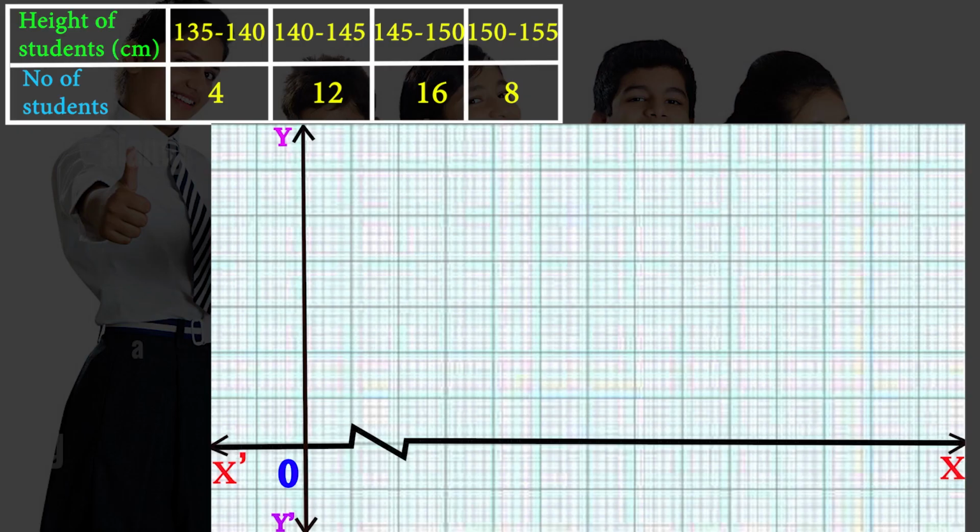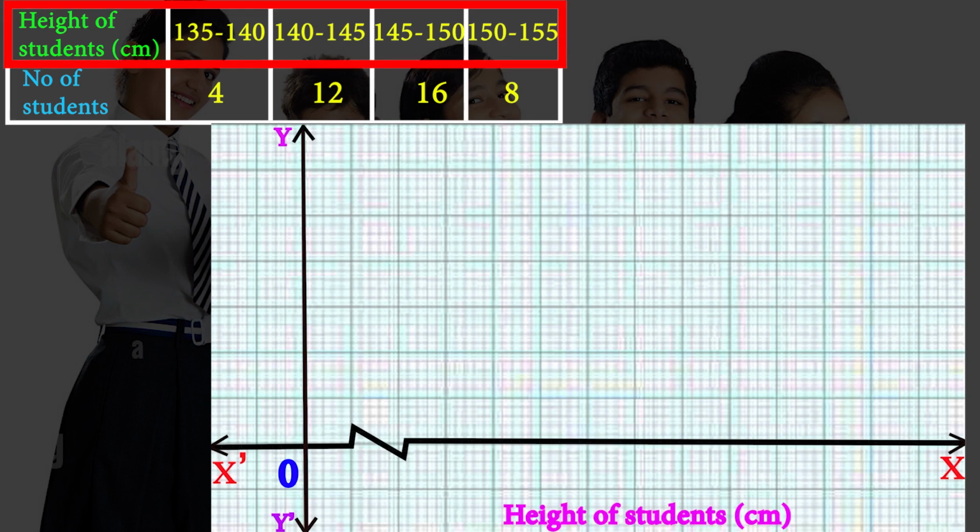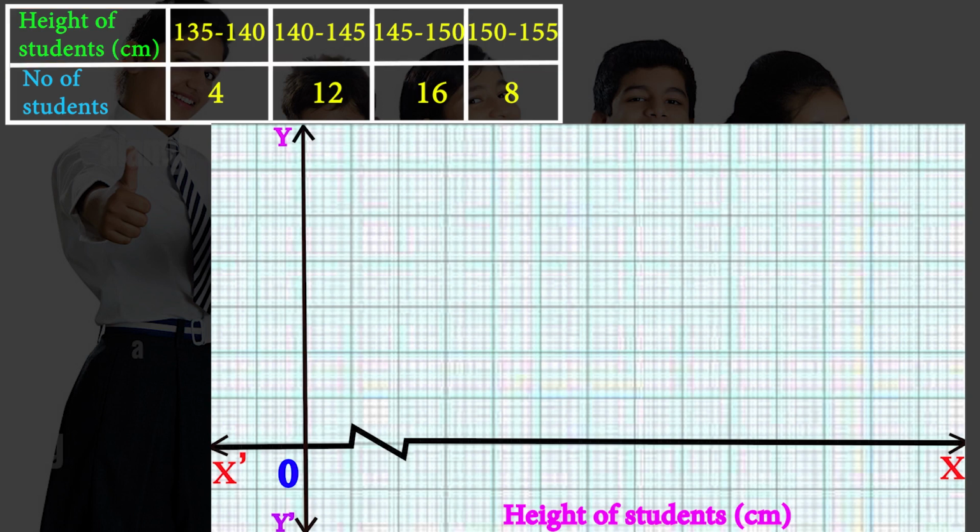Now students, the height of students is from 135 centimeters to 155 centimeters and the class interval is 5 centimeters. Now we have to draw columns from 1 centimeter of origin. For this, let us take 1 centimeter equal to 5 centimeters height on the x-axis. Hence, we can draw a 1 centimeter column for each class. We have 4 classes here. Hence, we will draw 4 columns.